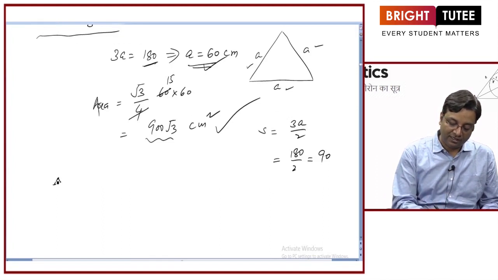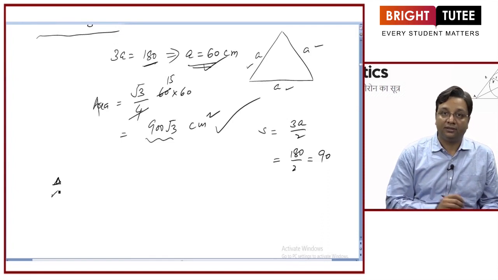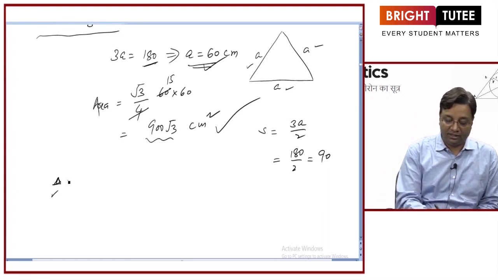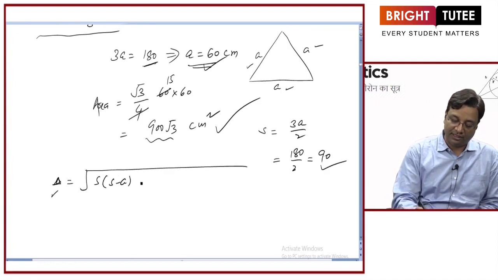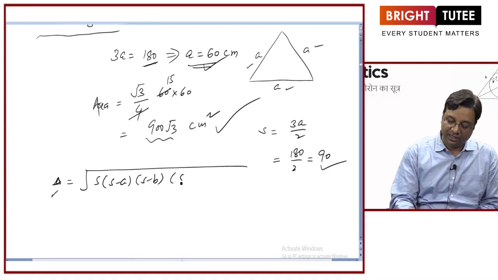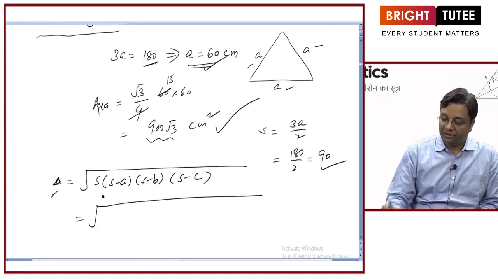This little triangle, delta, is a symbol for area. So, it is equal to the square root of S into S minus A, S minus B, S minus C. Let me write the formula for you first. So, now we will replace these by their values.